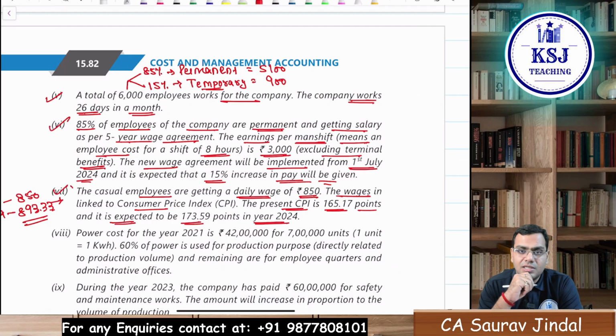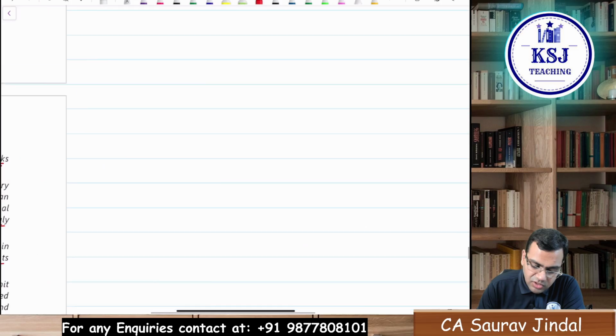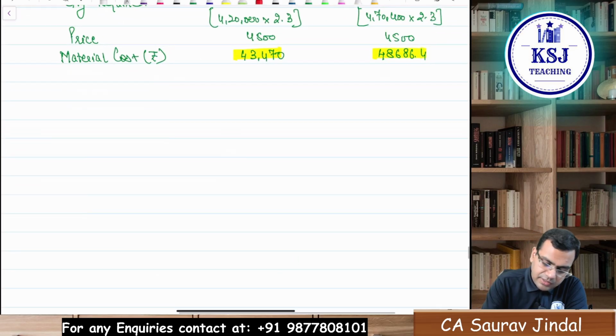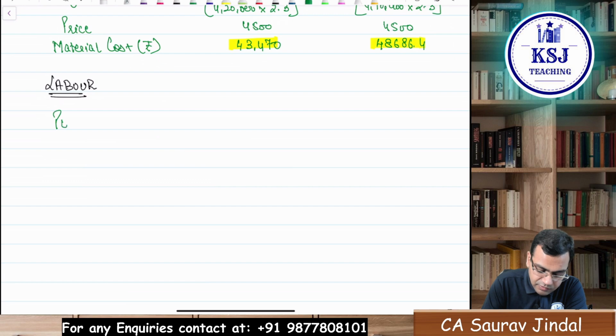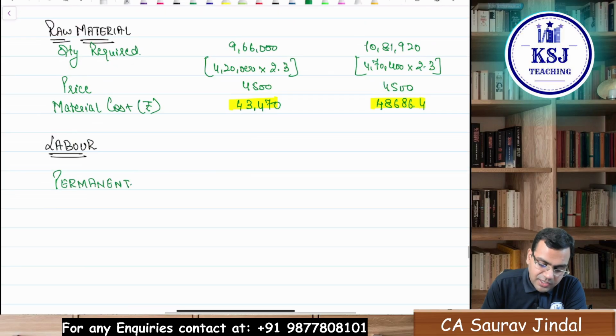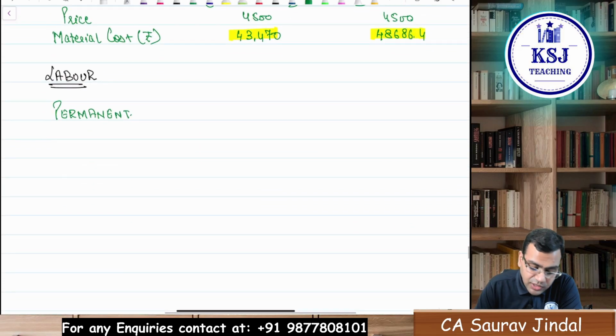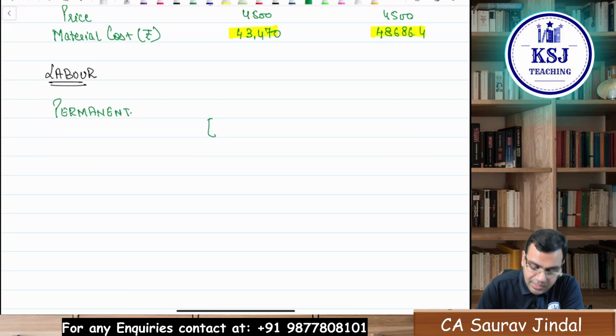Let's talk about the labor cost now. Material cost we have already talked about. In the labor cost, we have two types of labor. One is our permanent labor. What is given regarding permanent labor? In the year 2023, how are they being paid?